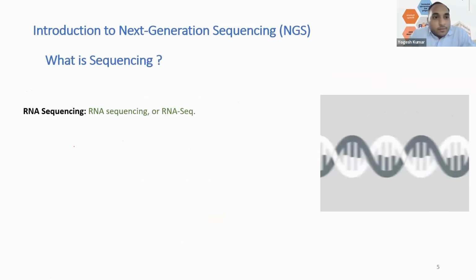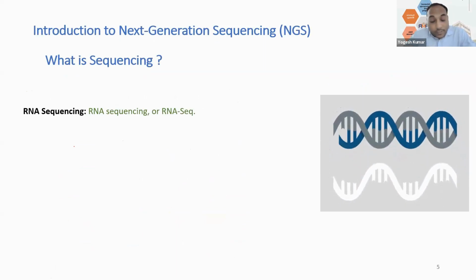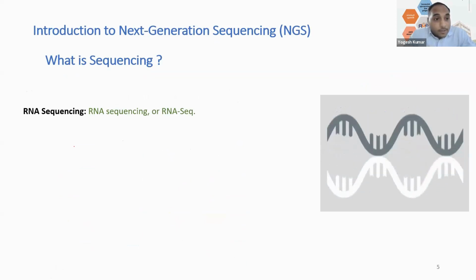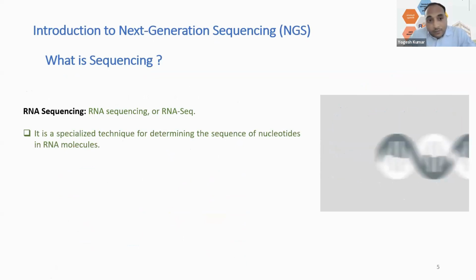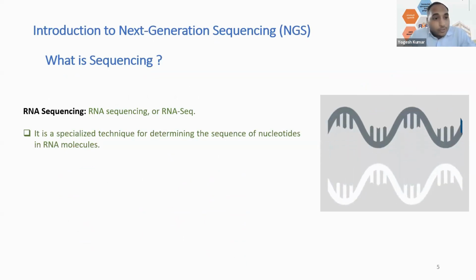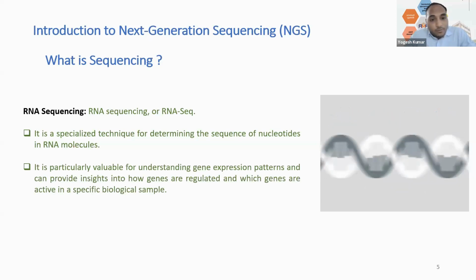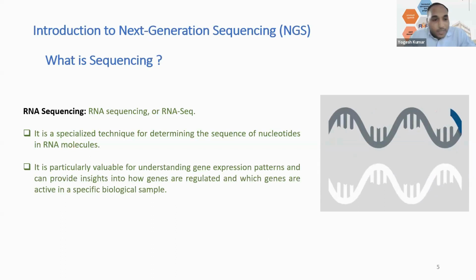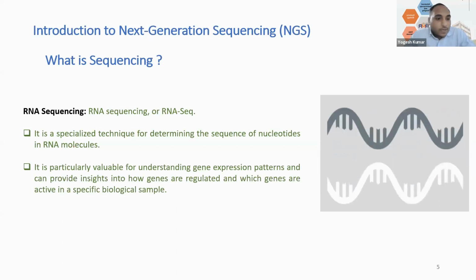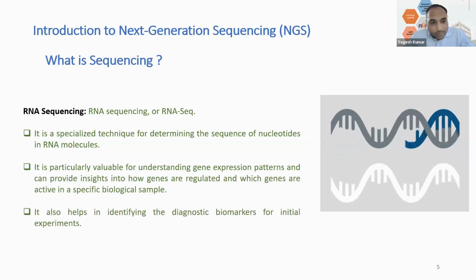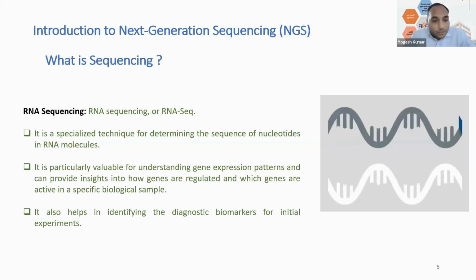The next is the introduction to next generation sequencing. Let's understand what sequencing actually is. RNA sequencing is a specialized technique for determining the sequence of nucleotides in an RNA molecule, and it is particularly valuable for understanding gene expression patterns. It can provide insight into how genes are regulated and which genes are active in a specific biological sample. It also helps in identifying diagnostic biomarkers for initial experiments.